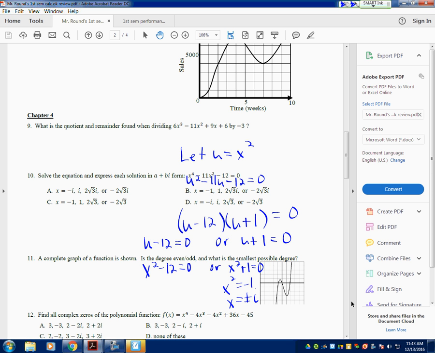And this one, x squared equals 12, and so x equals plus or minus the square root of 12. Well, square root of 12 simplifies to 2 root 3. And so the correct answer choice is the one that has plus or minus i in it, as well as 2 root 3 and negative 2 root 3, which is answer choice D. That's number 10. That's from chapter 4.